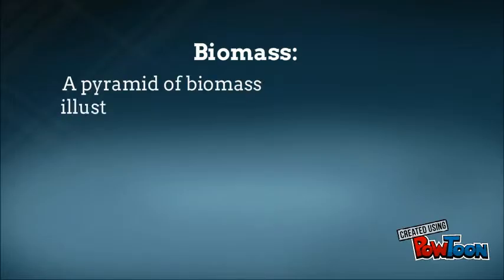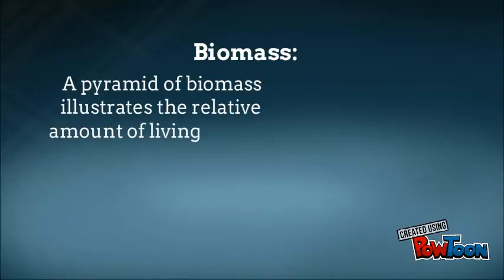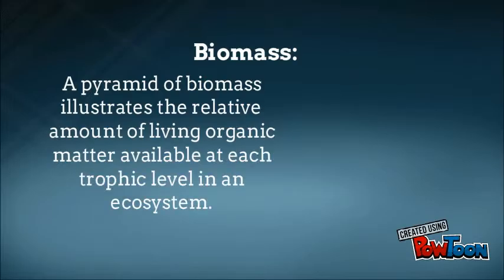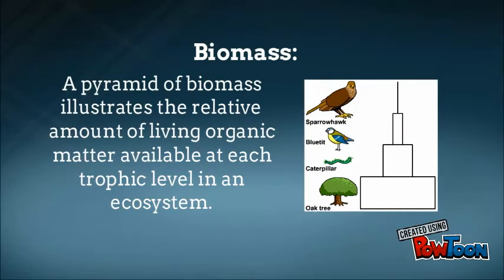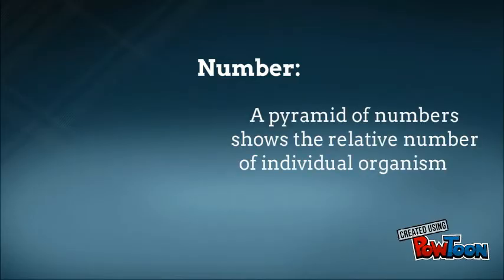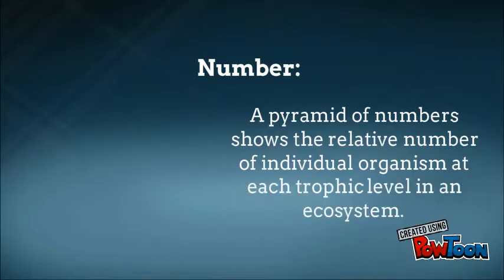Biomass. A pyramid of biomass illustrates the relative amount of living organic matter available at each trophic level in an ecosystem. Number. A pyramid of numbers shows the relative number of individual organisms at each trophic level in an ecosystem.